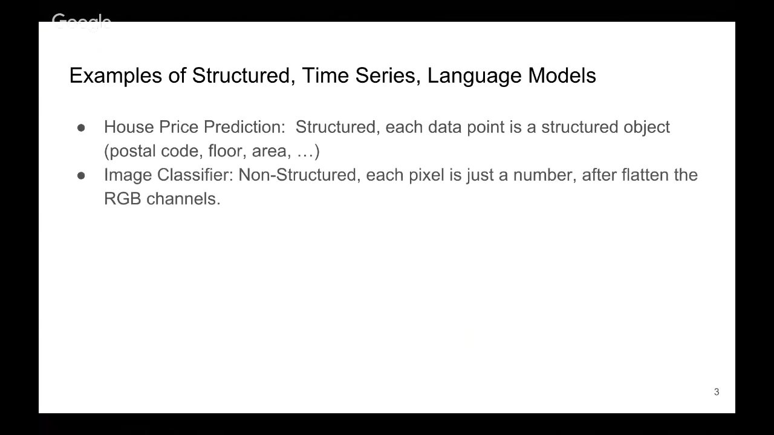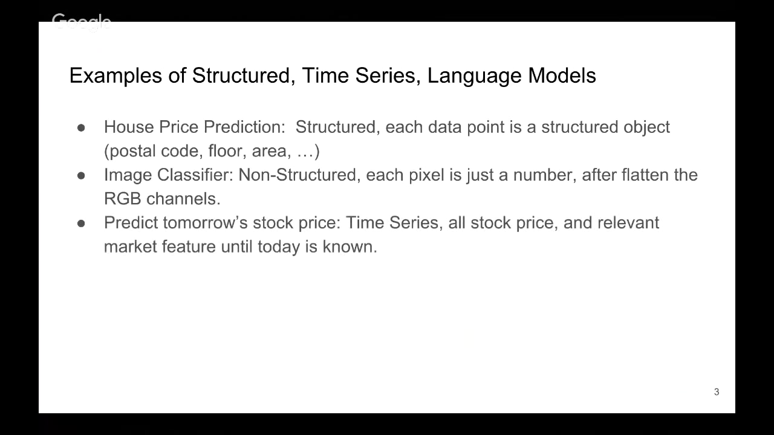And then we have also seen image classifiers. The inputs are images, which is basically non-structured data. If we flatten all the RGB channels, basically it's just a bunch of numbers. And for time series, we think predicting tomorrow's stock price is a typical example. In this model, we know all the information until now, and we try to predict what's going to happen tomorrow.